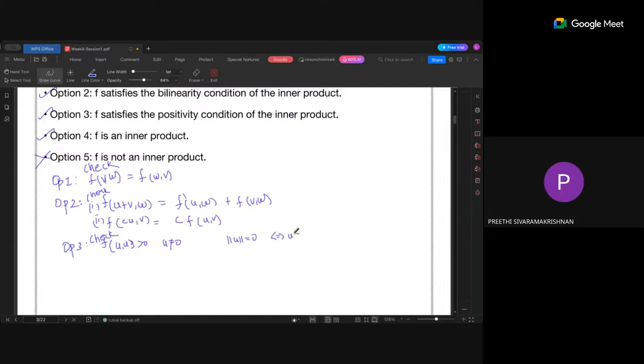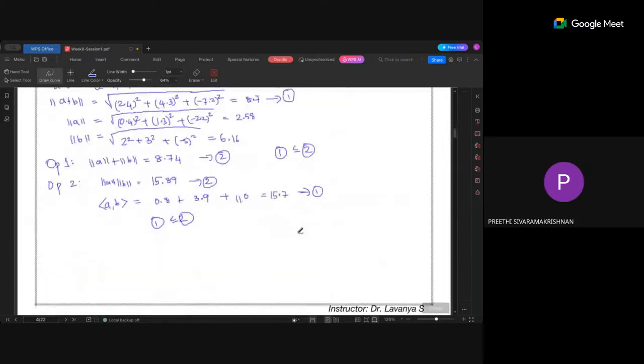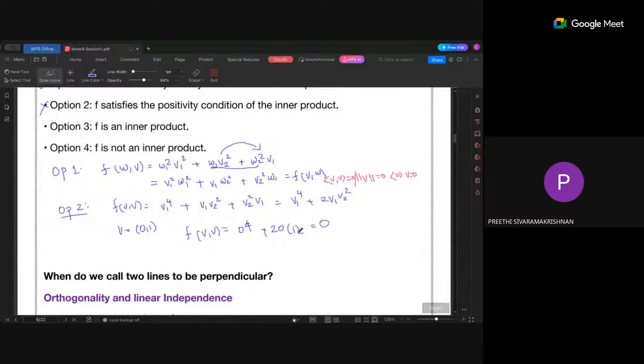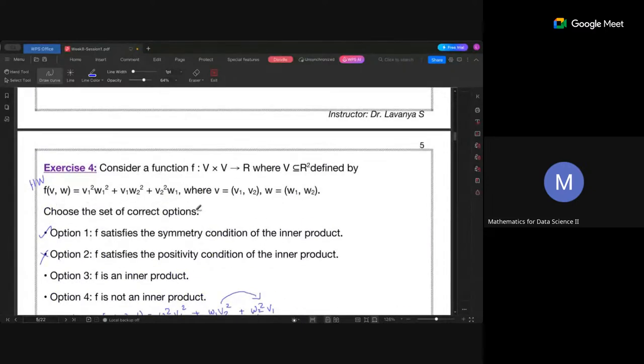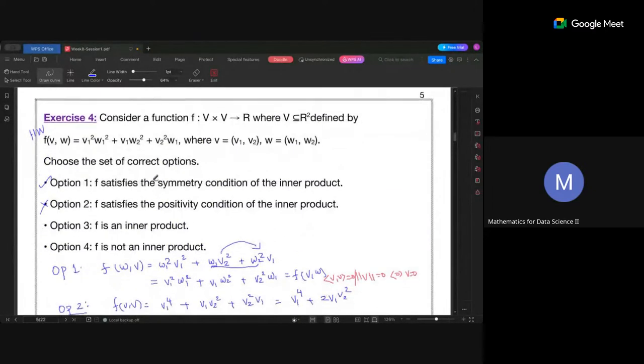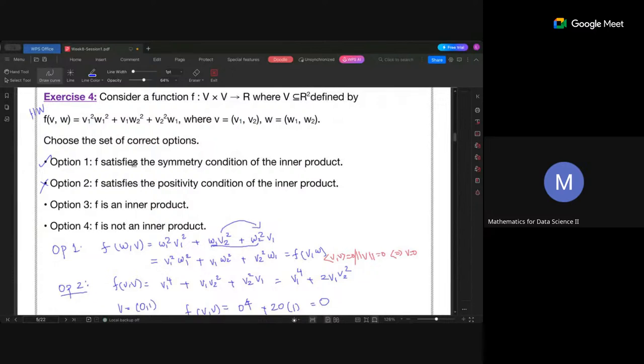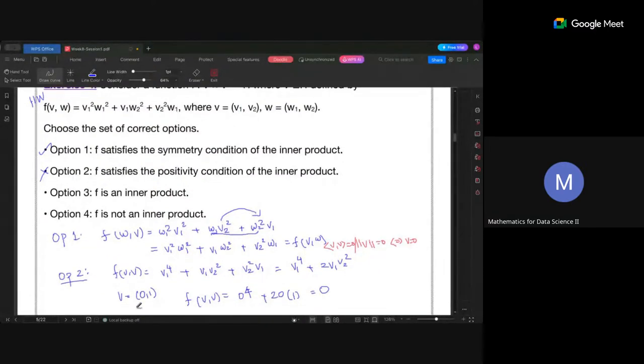Ma'am, I'm checking positivity. Don't we have to put it in the original equation, like the V1 square, W1 square, that one? This one? Yeah, if you put that also, you are going to get the same, right? V1 is 0. Here also 0, okay. And here W1 is again 0, right? Because we are having V and V in both places.